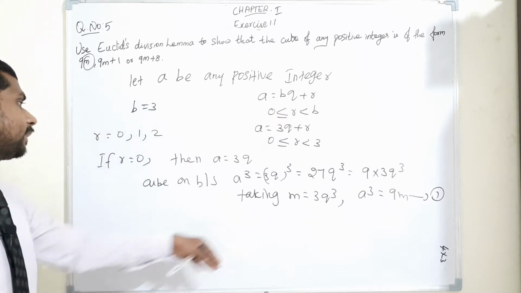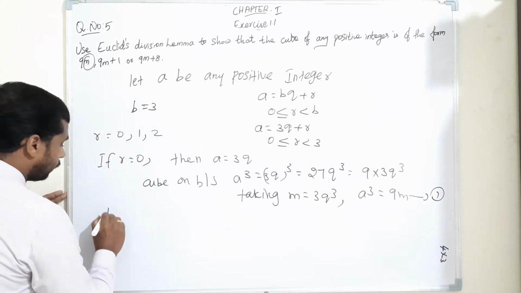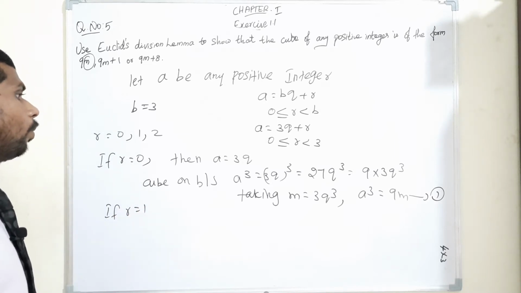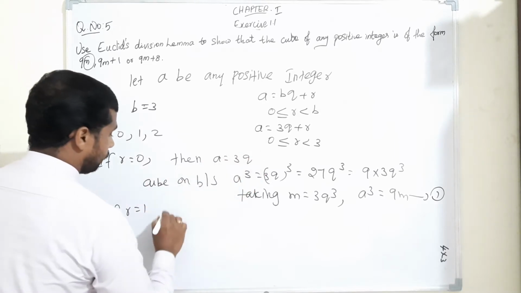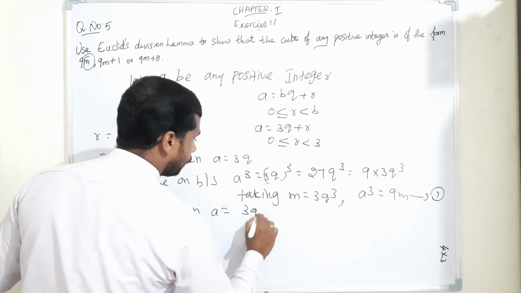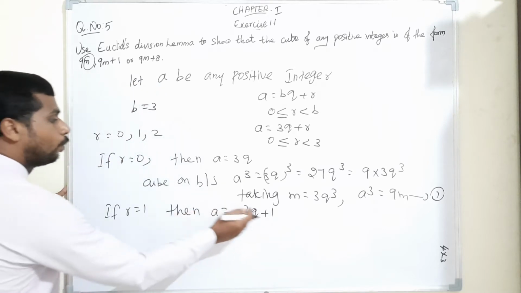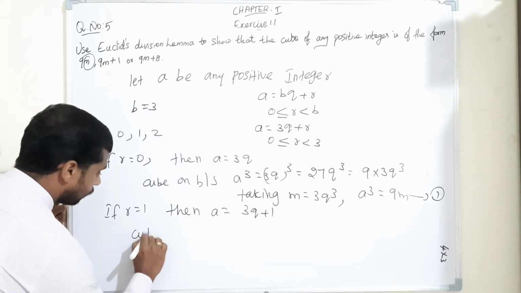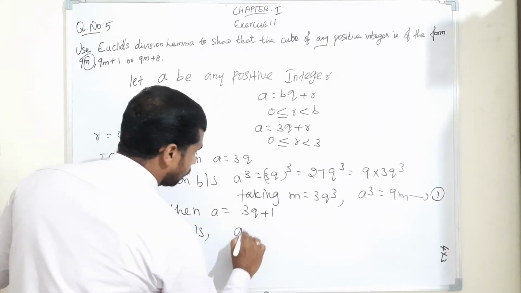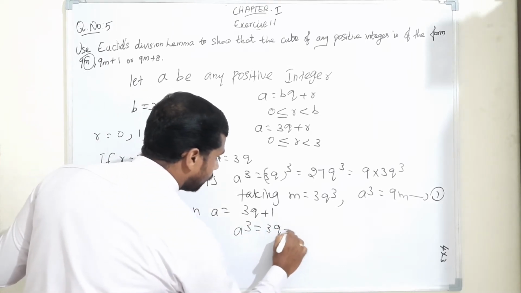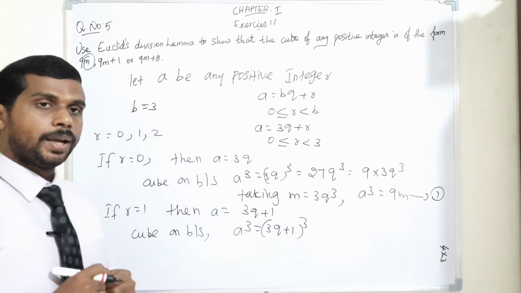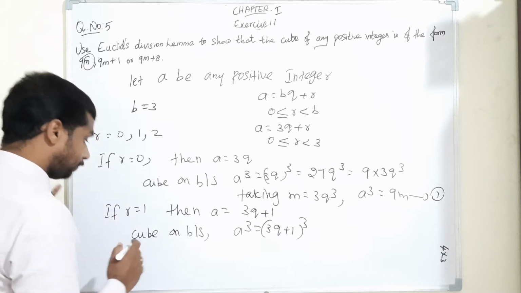Now I am moving to the second condition. If r is equal to 1, what will happen? r is equal to 1. Listen my dear. Then we can say a is equal to 3q plus 1. Again cube on both sides. So a cube is equal to 3q plus 1 the whole cube. What is the formula actually? The a plus b the whole cube formula.